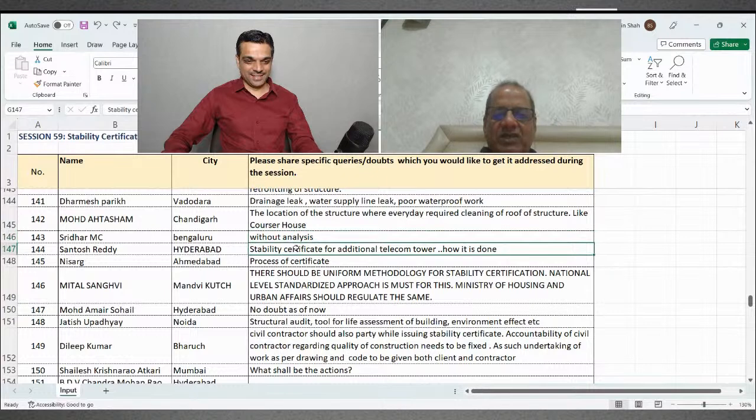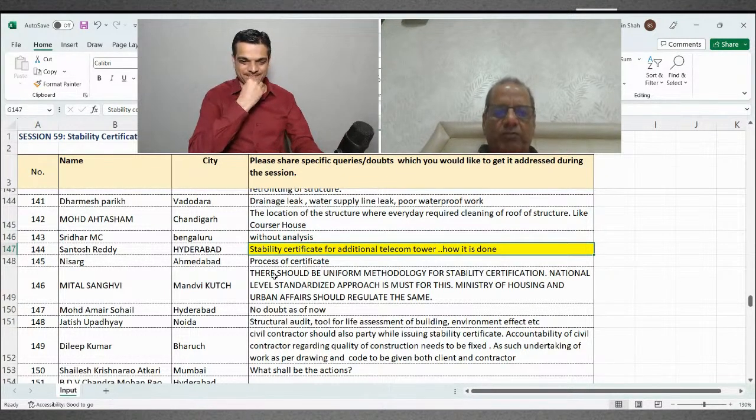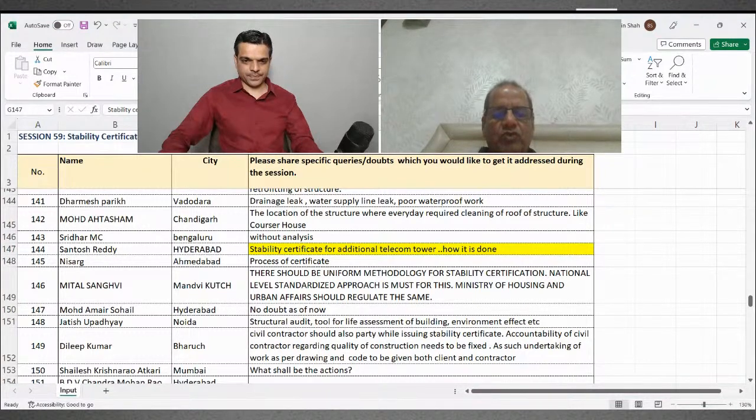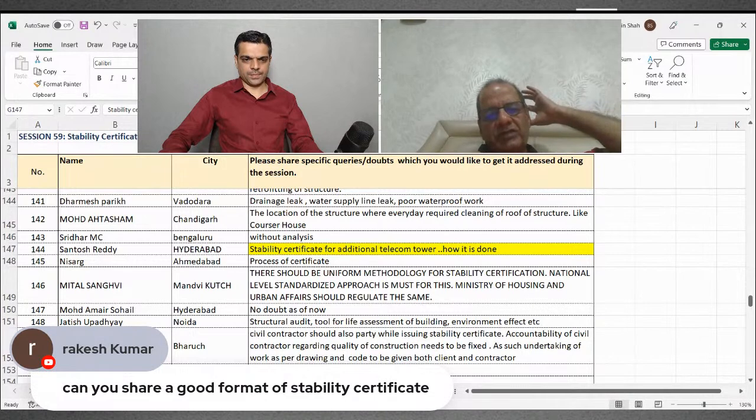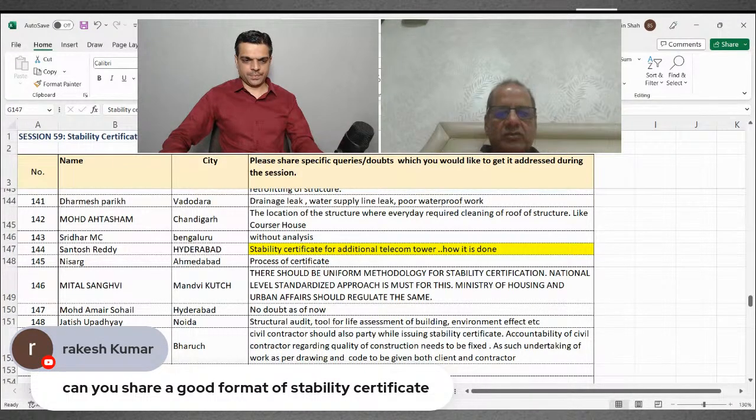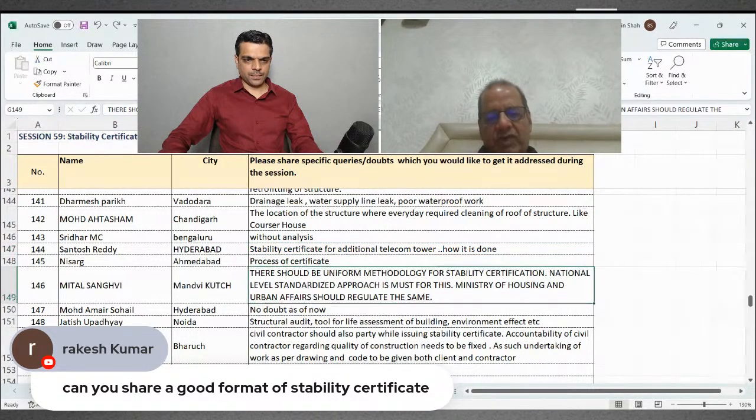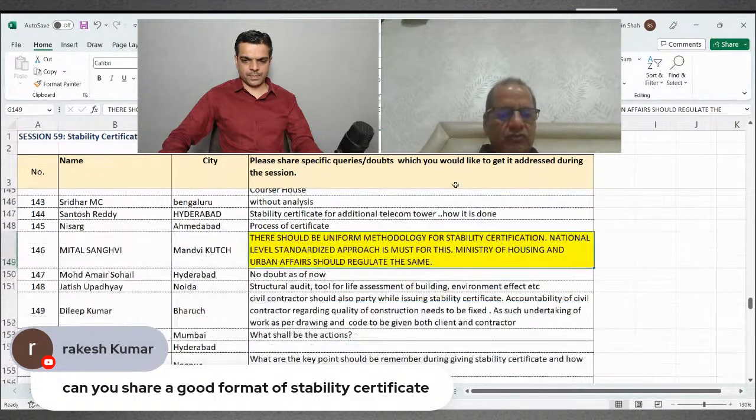Stability certificate for additional telecom tower on the terrace, rooftop, it can be issued. We are doing some exercise on that. You have to analyze the tower over the top of the building, check the entire building for the changed forces, and then you can issue. And we are doing that for many things. There should be uniform methodology for stability certification. It should be, yes, we agree, but not so.